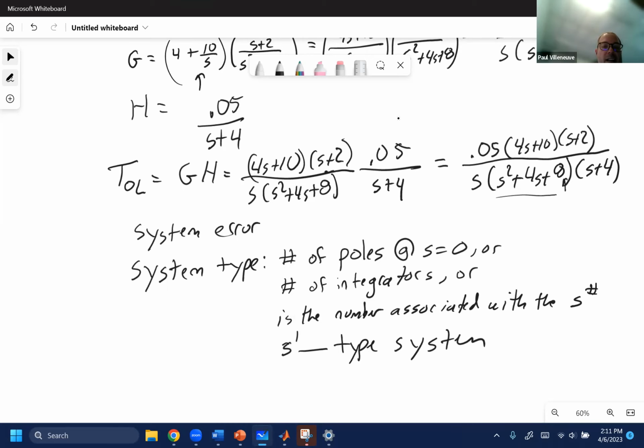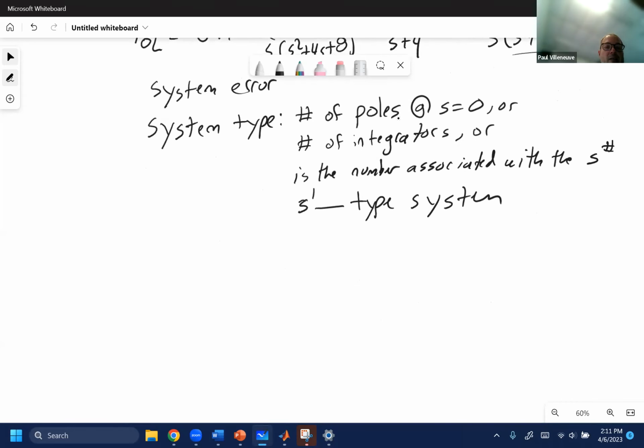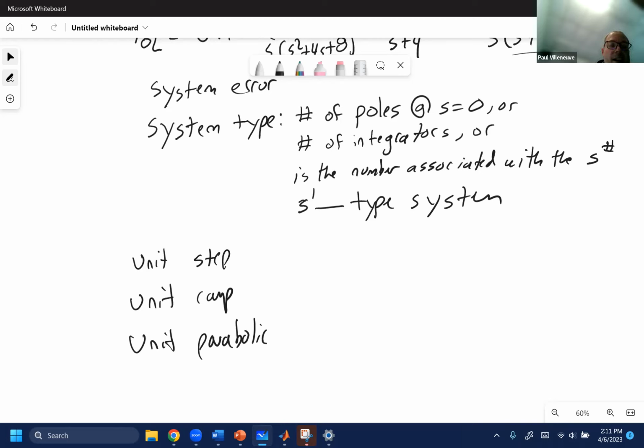So now we're ready to proceed and figure out, okay, I know what the system type is. Now I've got to go ahead and figure out the error. So now I've got 3 inputs. I've got a unit step, a unit ramp, or a unit parabolic. And I said units, but they don't actually have to be units. It could be multiples. It doesn't necessarily matter.